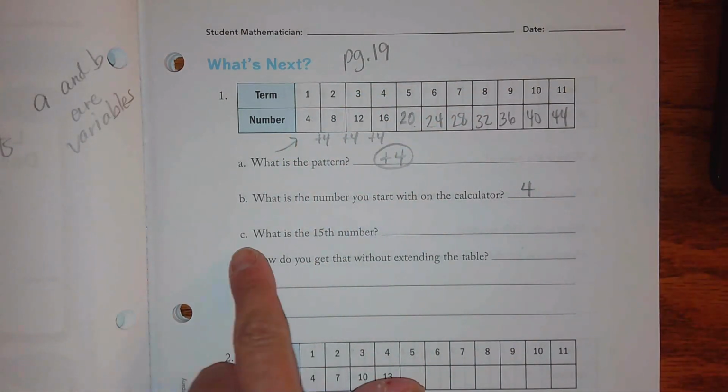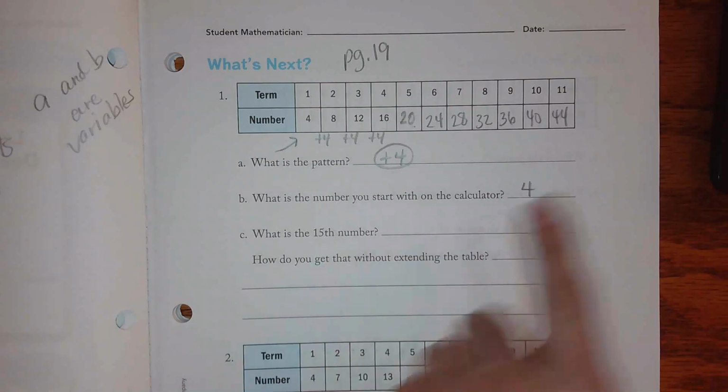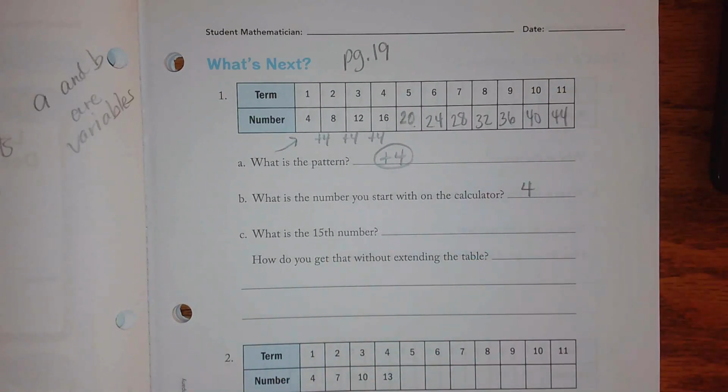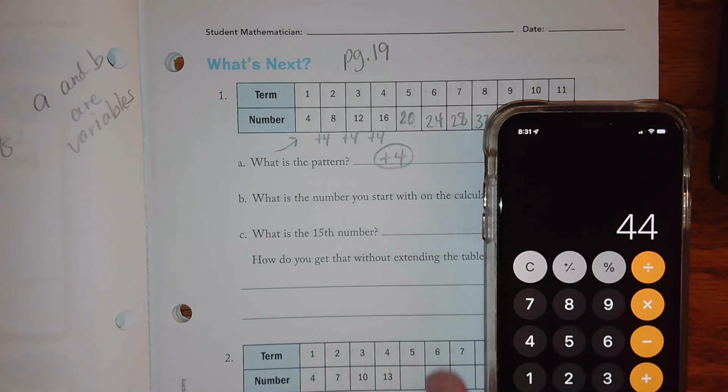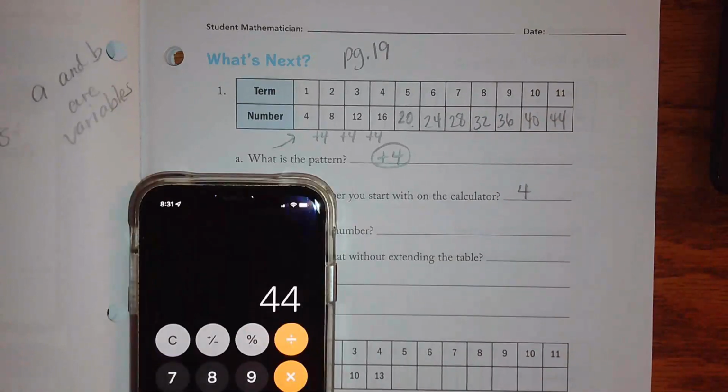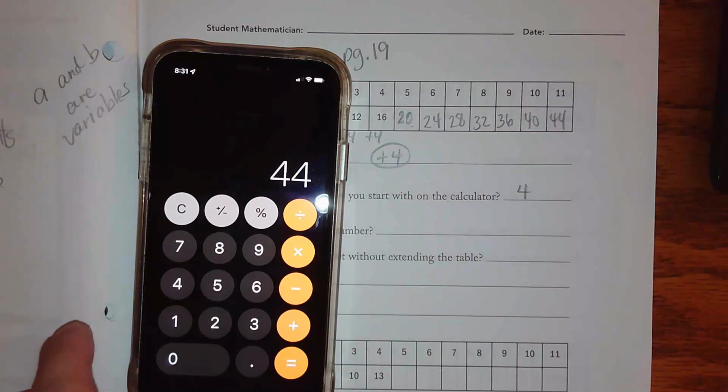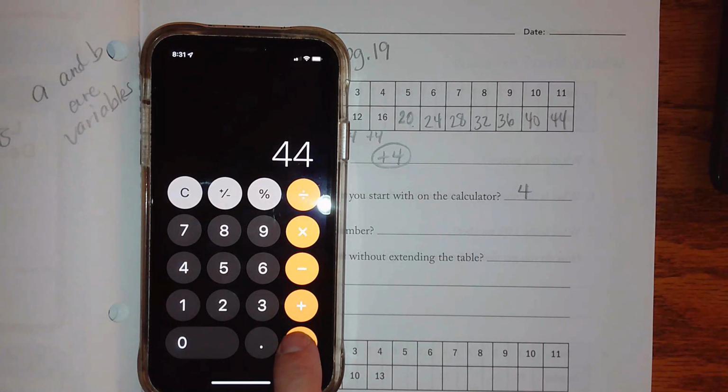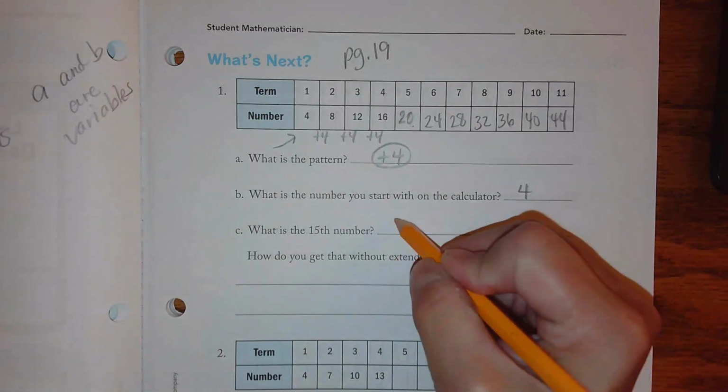So what is the 15th number going to be? If the 11th number is 44, then we simply have to continue the pattern again. So I'm going to say this is going to be the 12th number, 13th number, 14th number, 15th number. So the 15th number you get is 60.